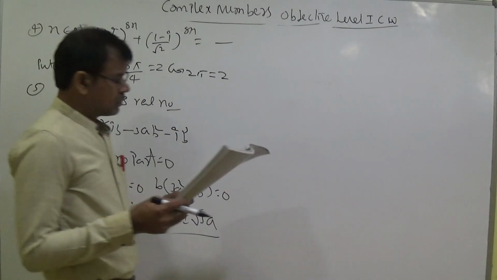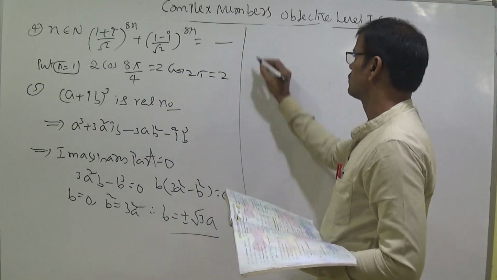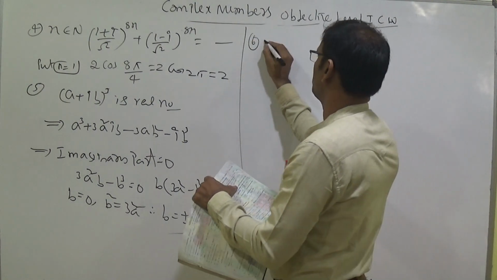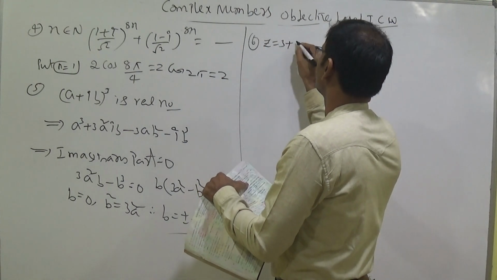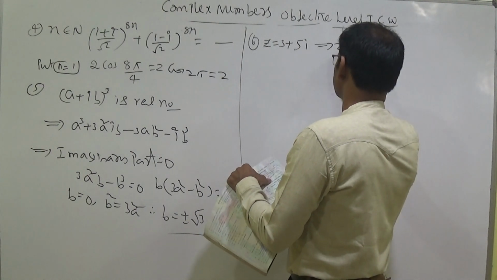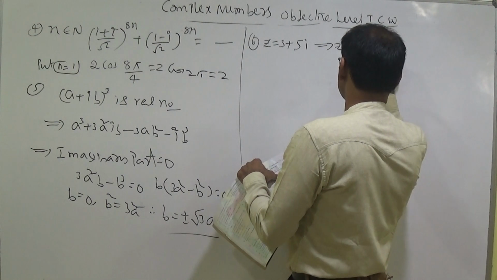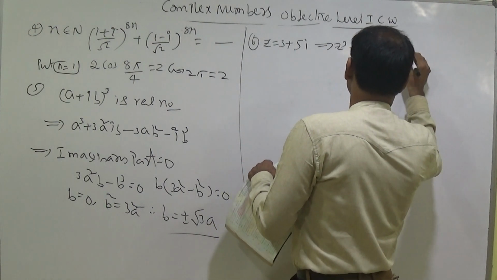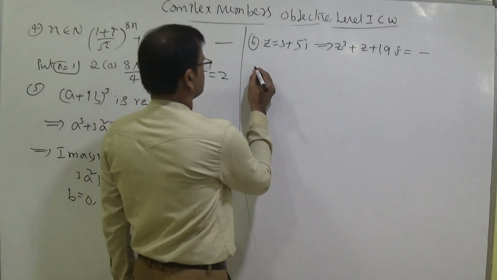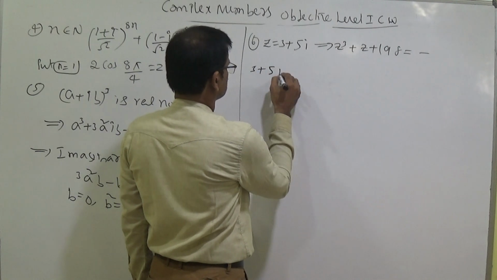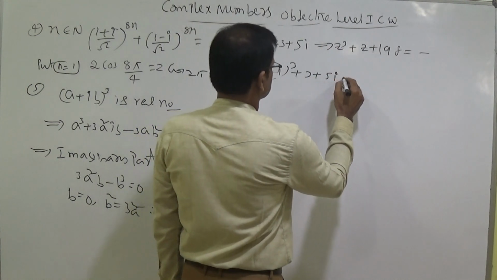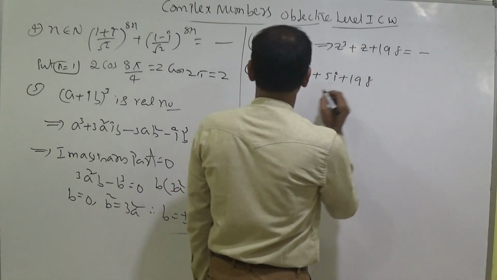Next one, sixth question. z is equal to 3 plus 5i, that implies z³ + z + 198. Substitute the value of z here. This is (3 + 5i)³ + (3 + 5i) + 198.